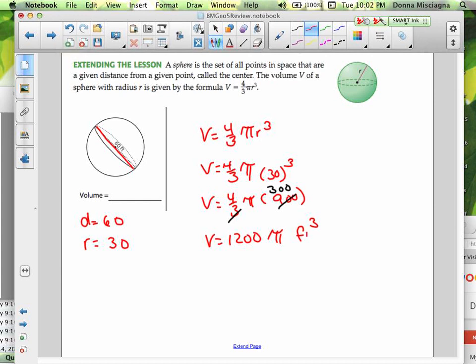Okay. And so that's all there is to finding volume. Right? So we did a variety of problems here.